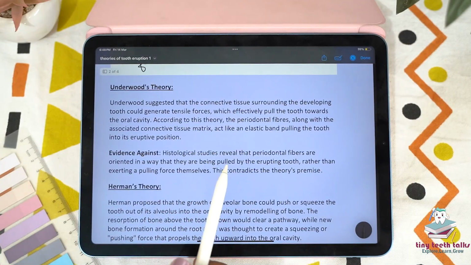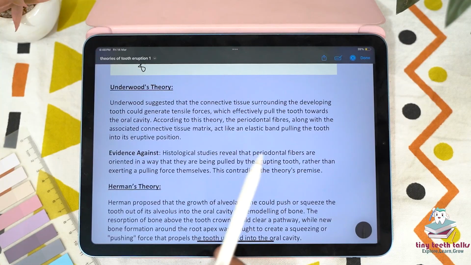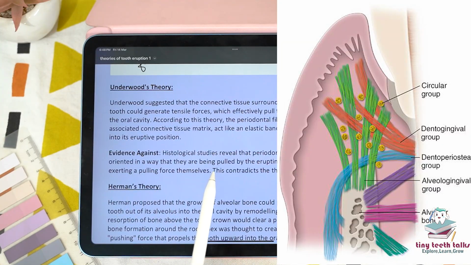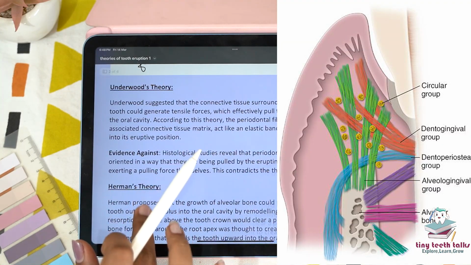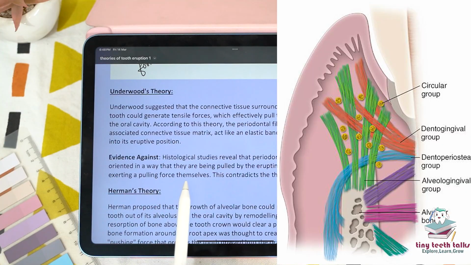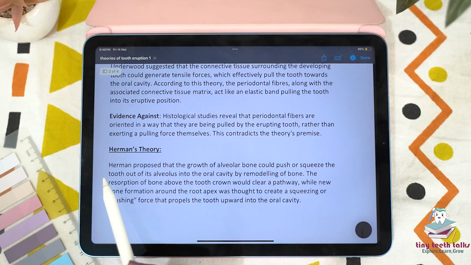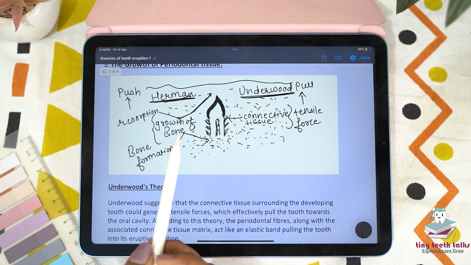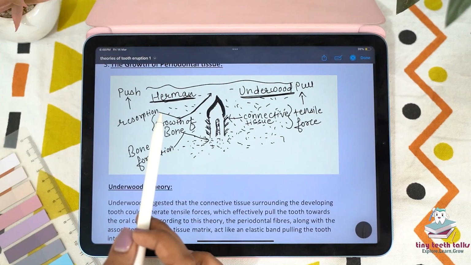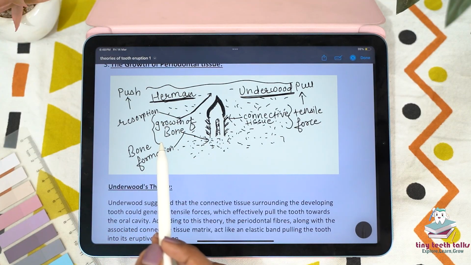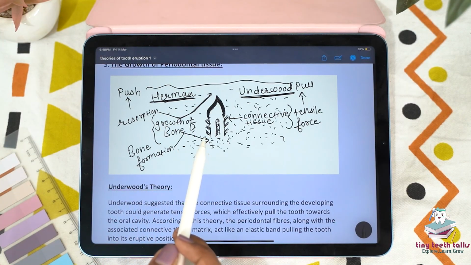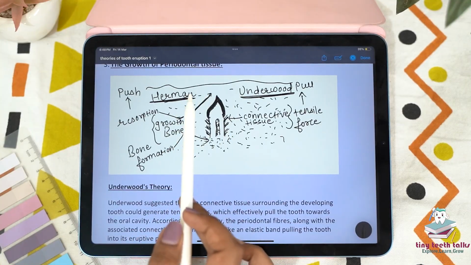But some histological studies reveal that the periodontal fibers are oriented in a way that they are being pulled by the erupting tooth rather than exerting a pulling force themselves. So this contradicts the theory's premise. Then the second is Herman's theory. Herman proposed that the growth of the alveolar bone pushes the tooth into the oral cavity by the process of remodeling. So there is bone formation below it and bone resorption above the erupting tooth.